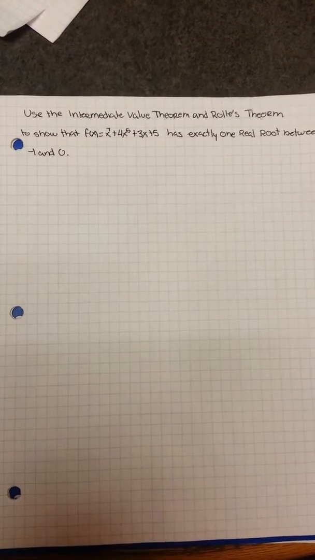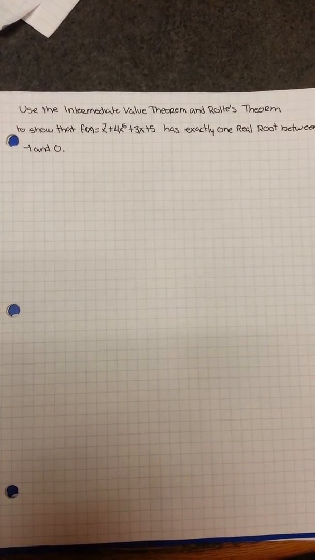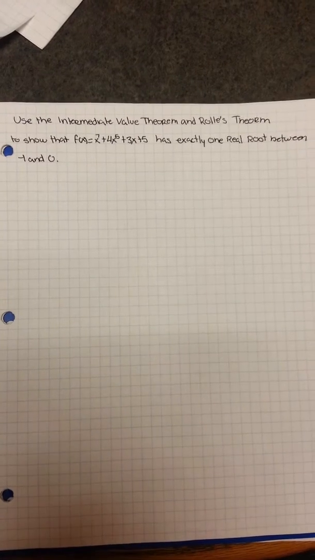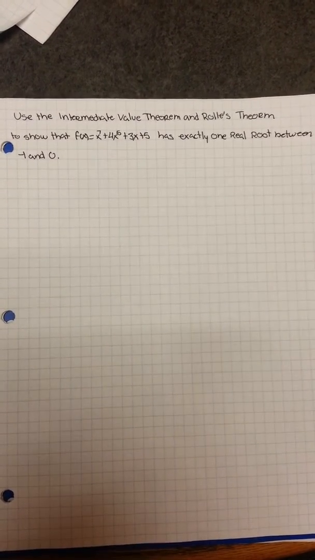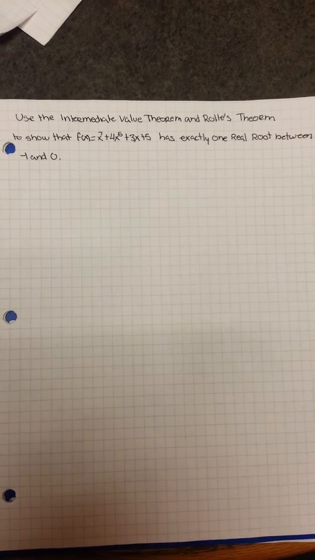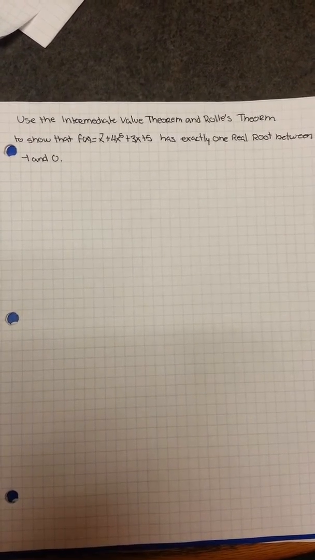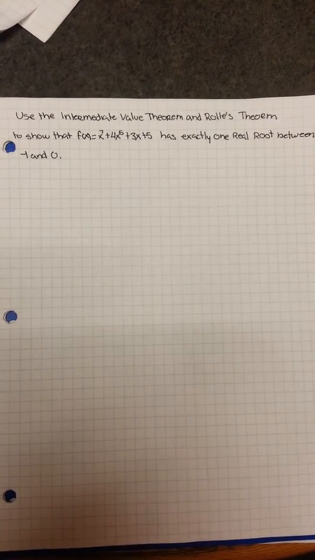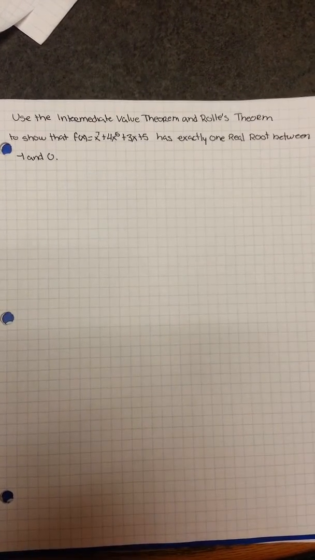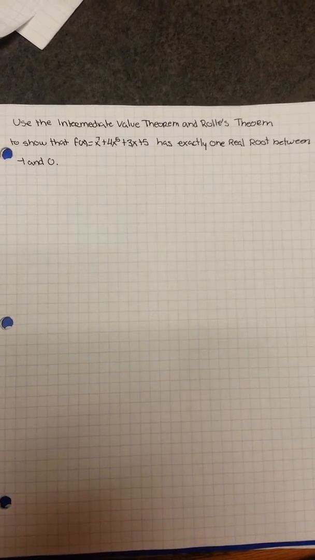We're going to solve a problem using the intermediate value theorem and Rolle's theorem. Here we have a problem that says use the intermediate value theorem and Rolle's theorem to show that f of x is equal to x to the 7th power plus 4x to the 5th power plus 3x plus 5 has exactly one real root between -1 and 0.